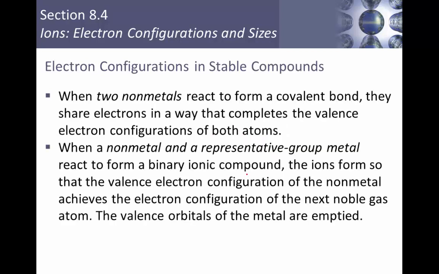So in this next slide here, that's what this is trying to say. Two nonmetals will react to form a covalent bond in which they still have that complete noble gas configuration. And then in our ionic compound, we've got our nonmetal and our metal. And again, they're forming the complete configuration. For instance, let's do an example.